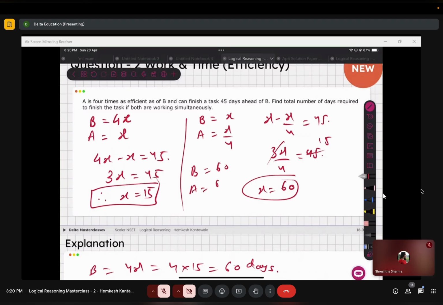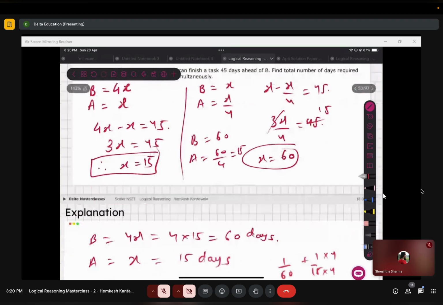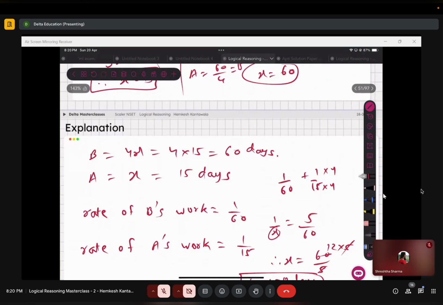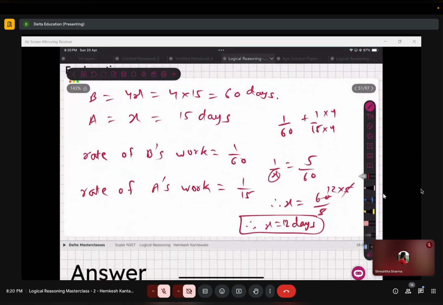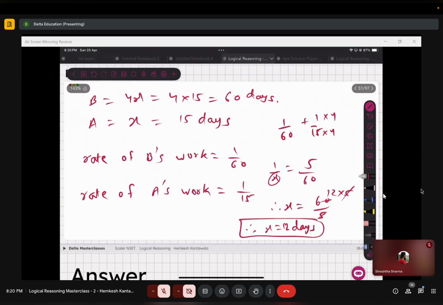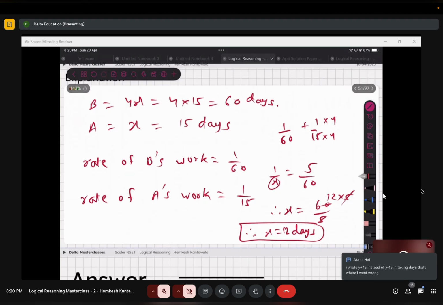A would take 60 upon 4 days, which is 15. Again, we got the same values. And now we would do the same thing. We would find the rate of both of them, and we would get the answer. We would get the same answer.